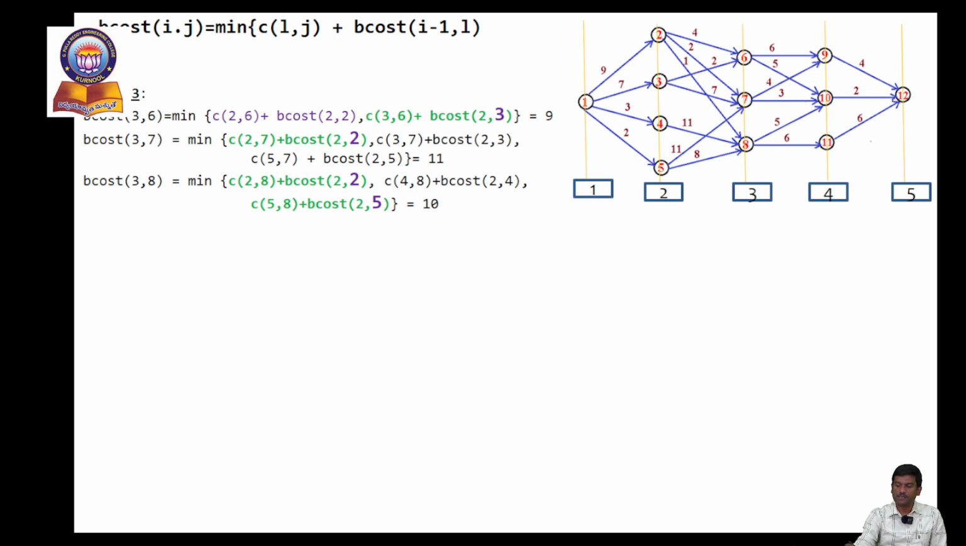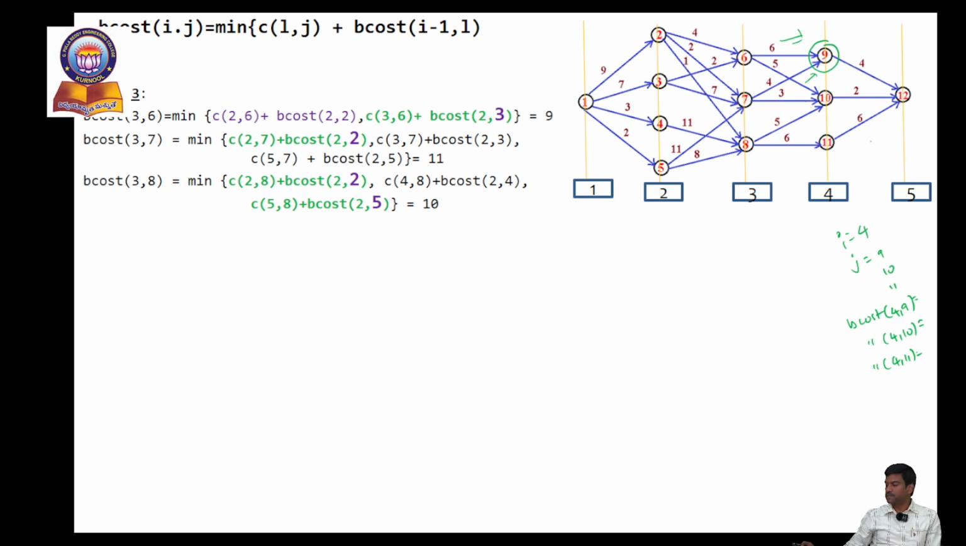If you consider stage 4, the i value will be 4, and the j values are 9, 10, 11. You need to compute BCost of (4,9), BCost of (4,10), and similarly BCost of (4,11). If you consider vertex 9, what are the edges connected to 9? From 6 we can reach 9, and similarly from 7 we can reach 9. So there are two edges connected.